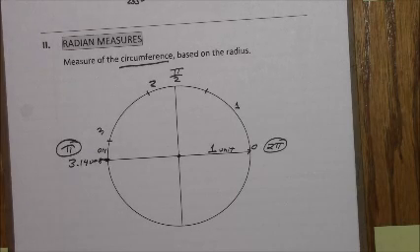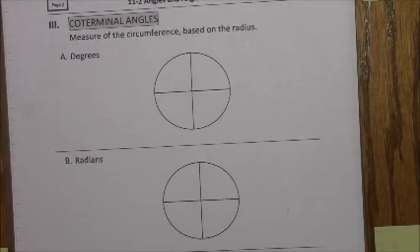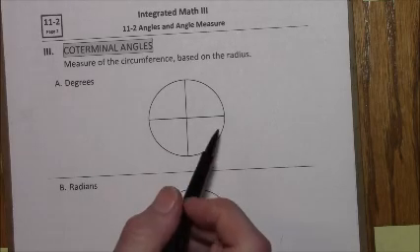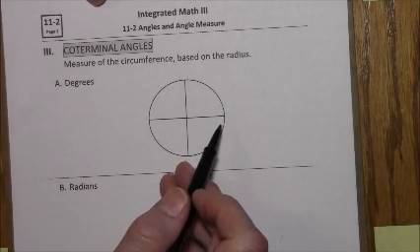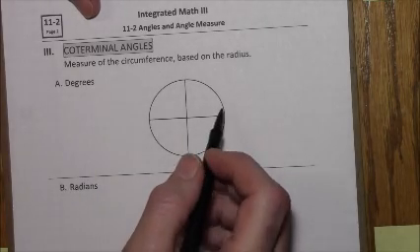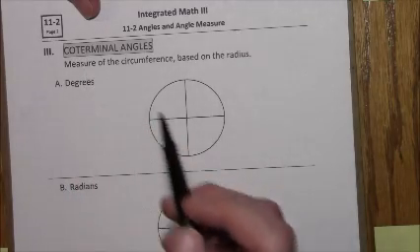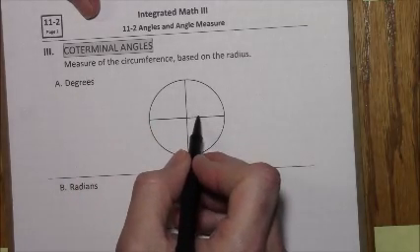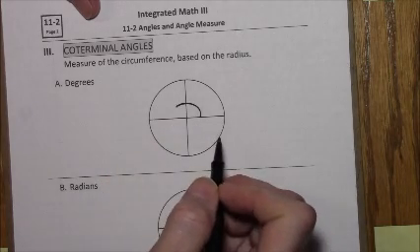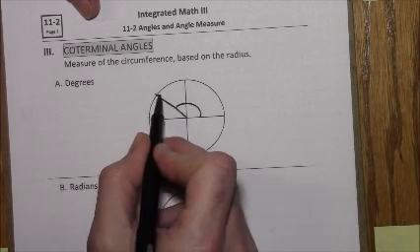Now let's go into a couple other concepts from this section. A coterminal angle is one where if you go around the circle, you have an angle such as, let's say, 135 degrees here.